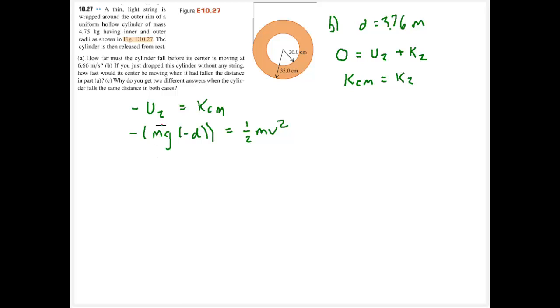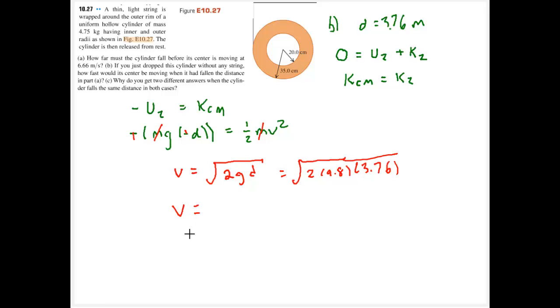We go ahead and cancel the masses out. Those two negatives become positives. We can multiply both sides by 2 and come up with a square root. So velocity is going to be equal to the square root of 2gd, or 2 times 9.8 times 3.76. So the final velocity is going to be 8.58 meters per second. So this is faster than if I didn't have that string attached.